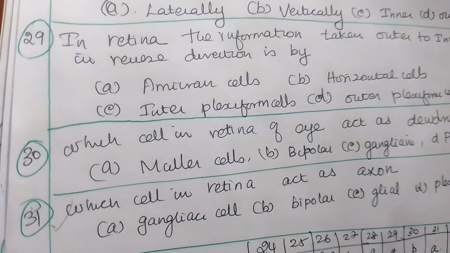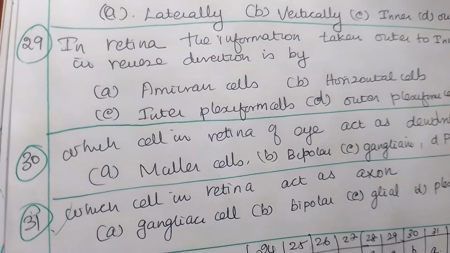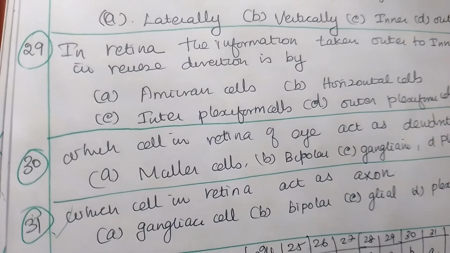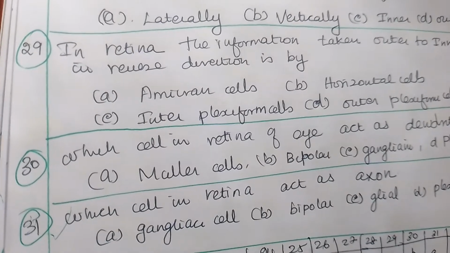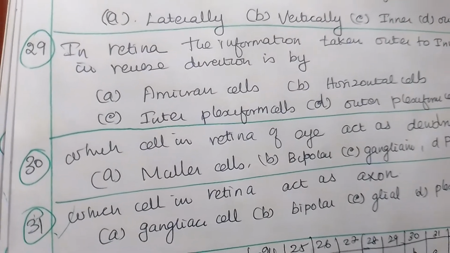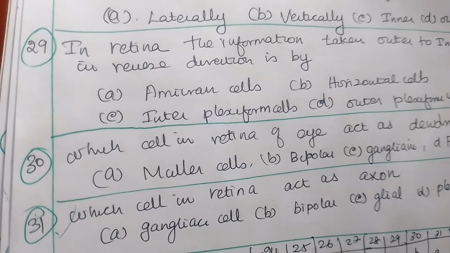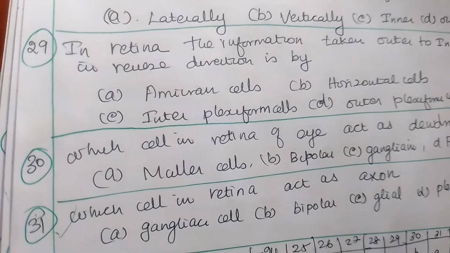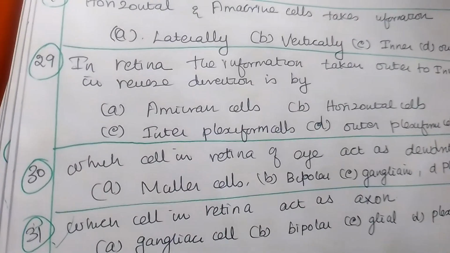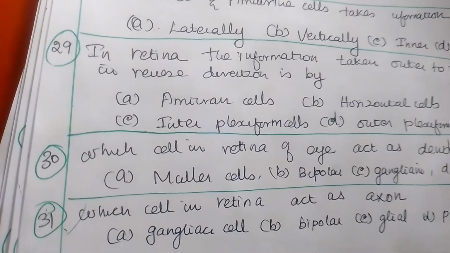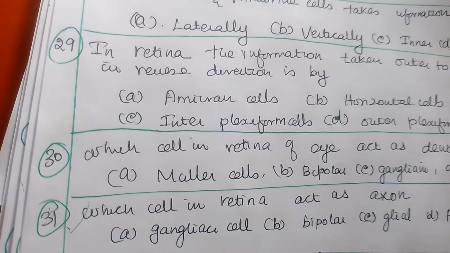Which cells in the retina act as an axon? A. Ganglionic cells, B. bipolar cells, C. glial cells, D. plexiform cells. The answer is A, ganglionic cells.